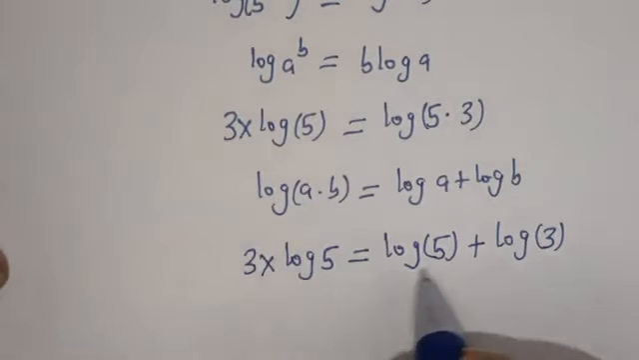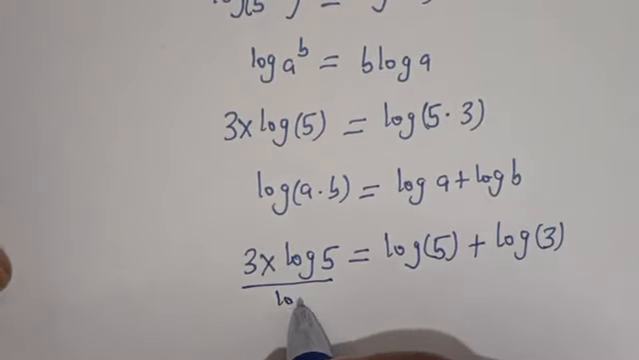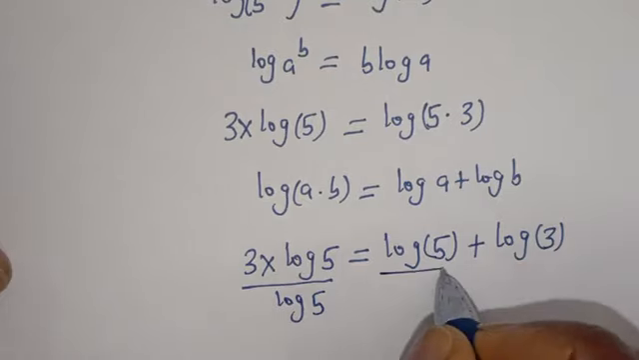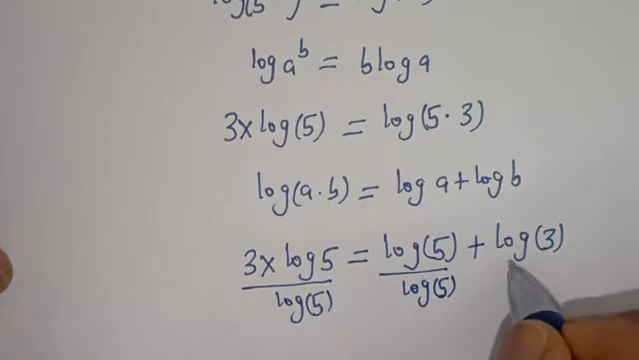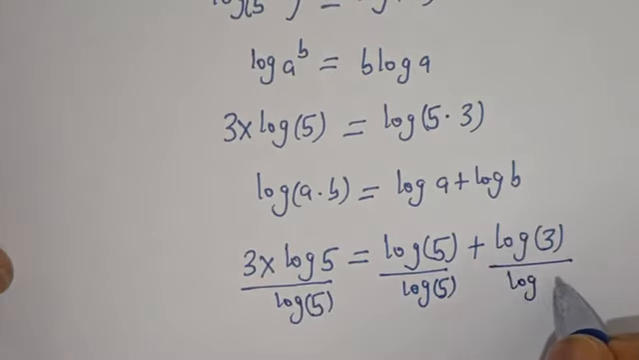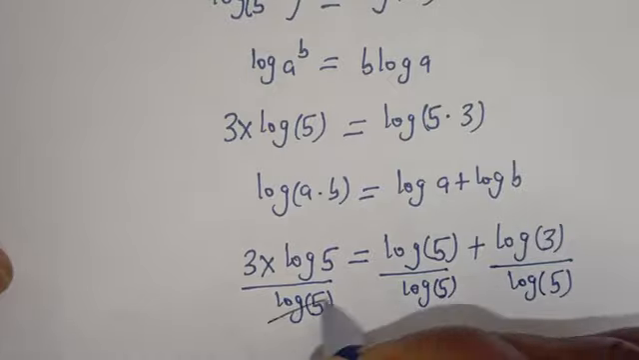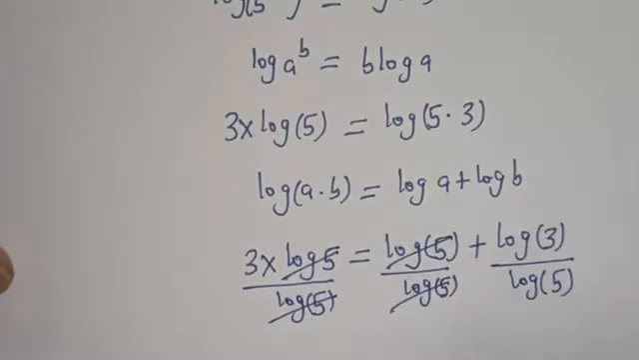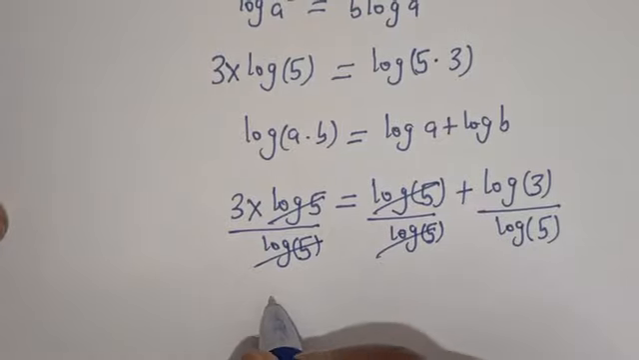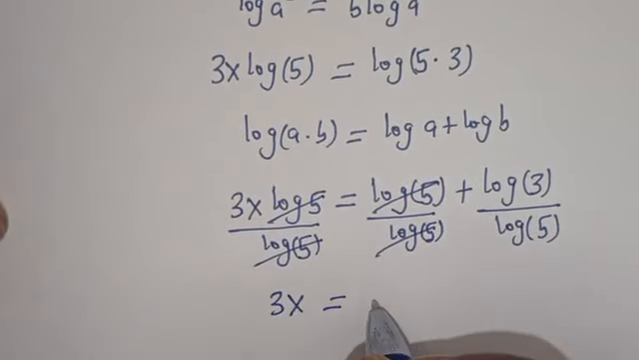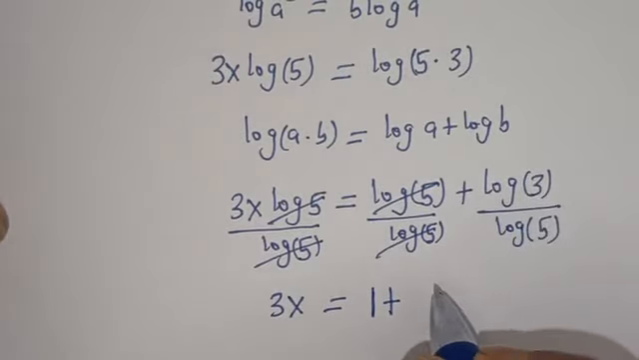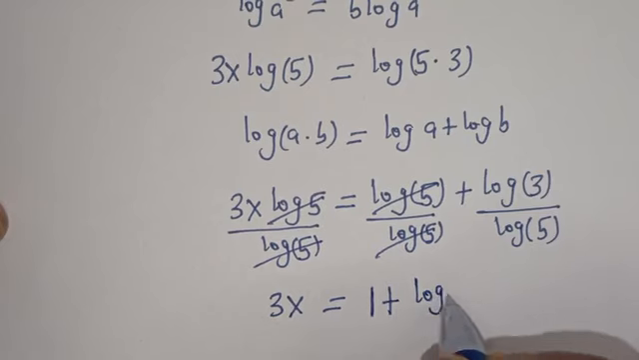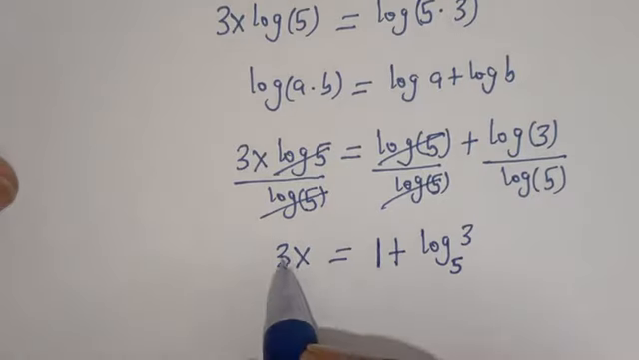Now we can divide both sides of this equation by log 5. This divided by log 5, and this divided by log 5. This will cancel this. Then we have 3x is equal to 1 plus log 3 divided by log 5, which can be written as log 3 base 5. But we are looking for the value of x.